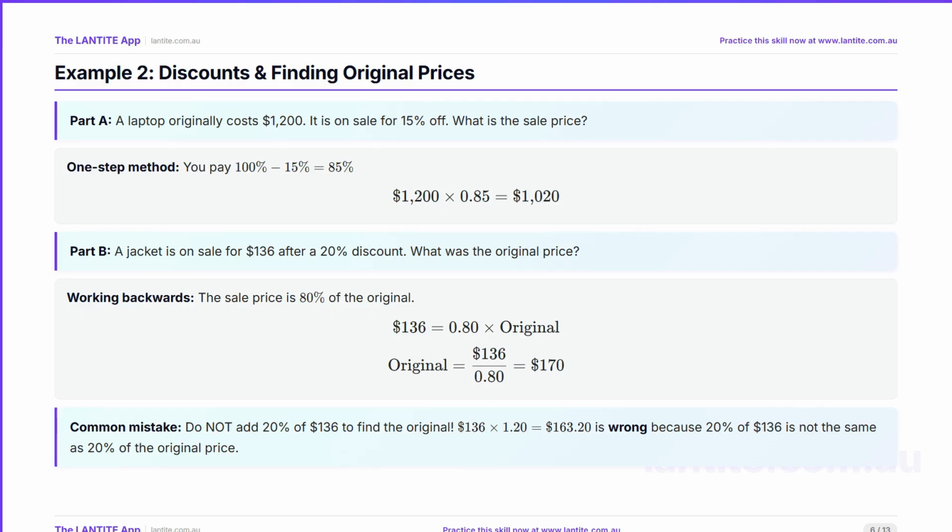Watch out for the common mistake. Do not add 20% of 136. The 20% discount was applied to the original, not the sale price. So you must divide, not multiply.